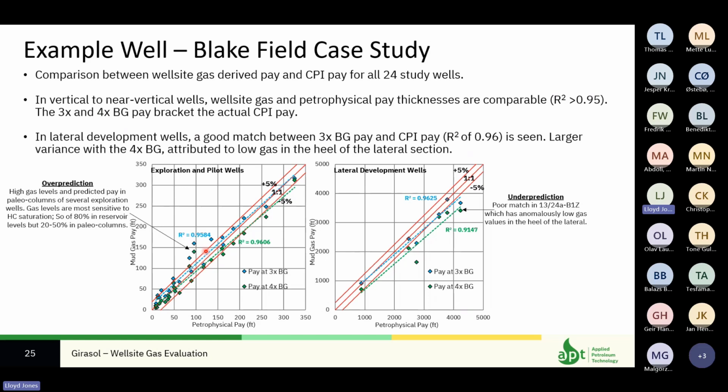So the oil saturation in the hydrocarbon bearing reservoirs is around 80%, but still 20 to 50% in the paleo columns. So that's just an important factor to understand, that there potentially is some deeper residual pay within several wells.